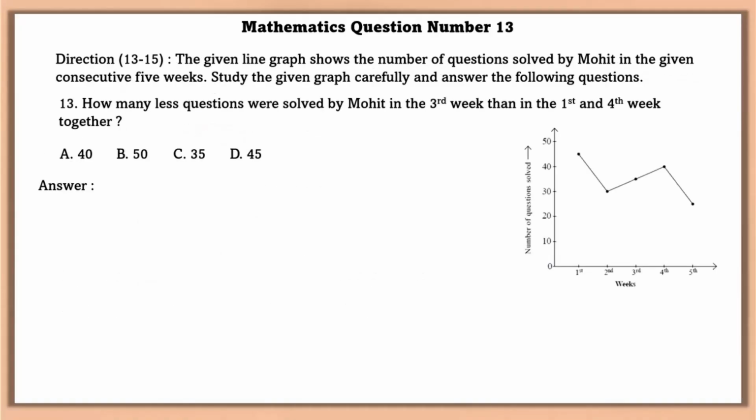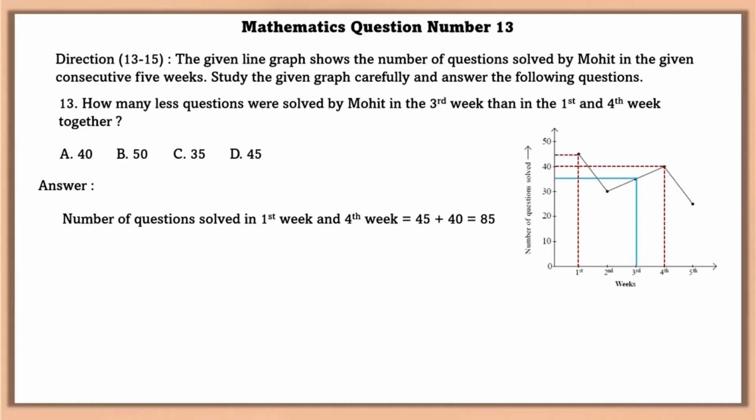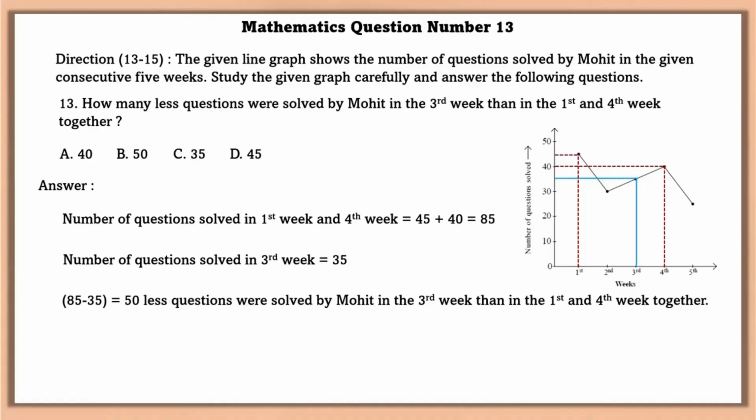Mathematics question number 13. The given line graph shows the number of questions solved by Mohit in the given consecutive 5 weeks. Study the given graph carefully and answer the following questions. How many less questions were solved by Mohit in the third week than in the first and fourth week together? First and fourth week together is equal to 85. Then number of questions solved in week 3 is equal to 35. Therefore, 50 less questions were solved by Mohit in the third week than in the first and fourth week together.